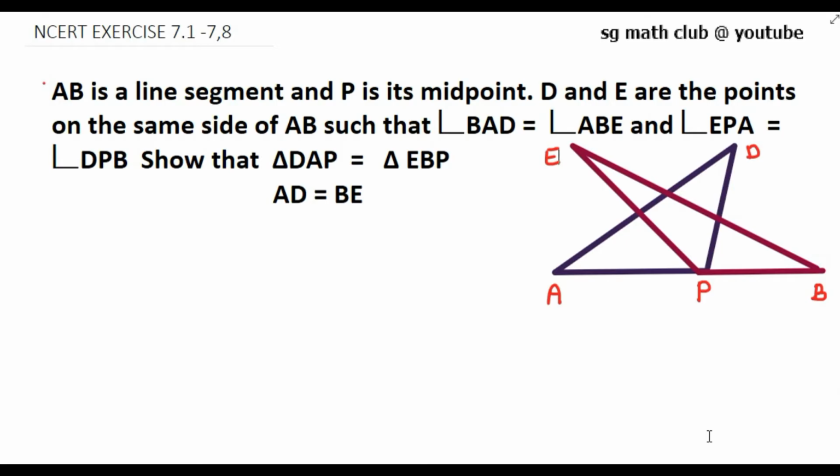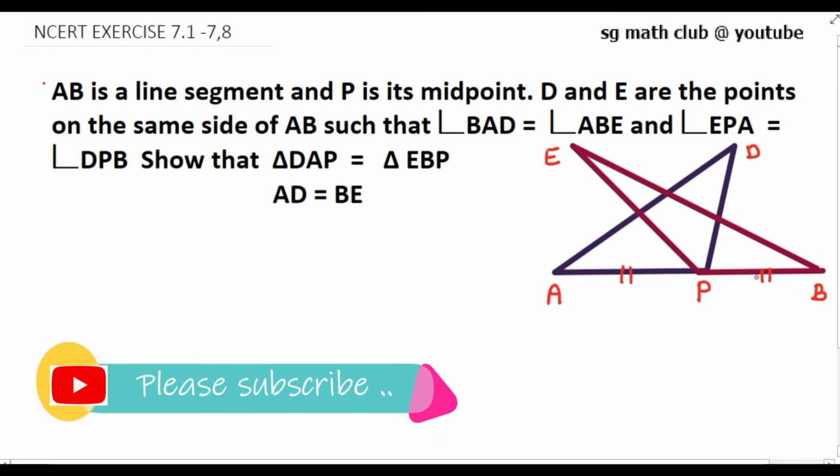We have already studied about congruence of triangles and the criteria for congruence of triangles. In today's video, we will do some problems based on them. So the first question is, AB is a line segment. You can see here AB is a line segment and P is the midpoint of it. That means AP will be equal to PB.